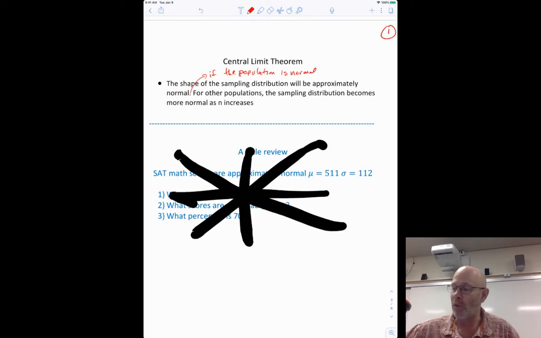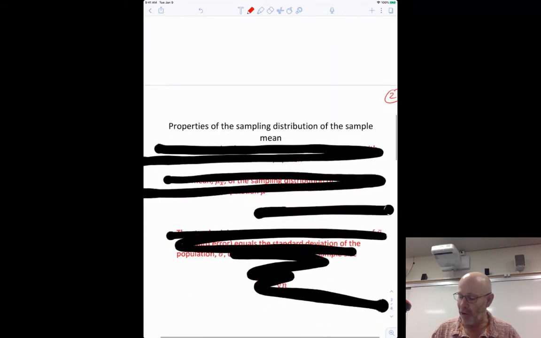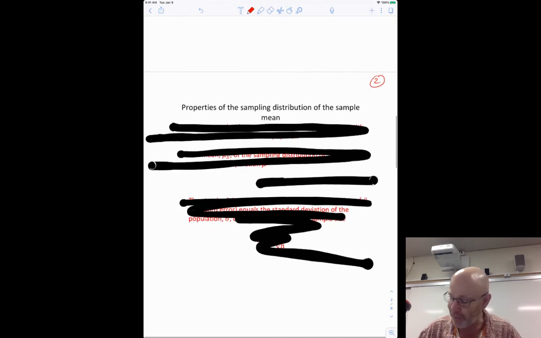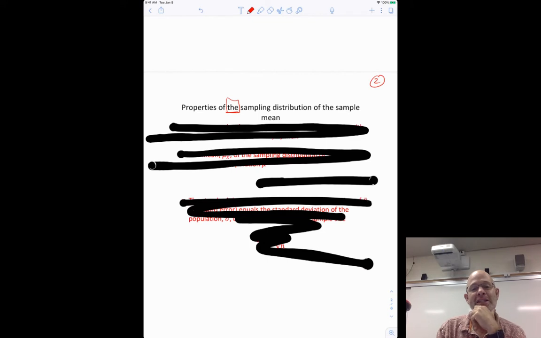And then more importantly than that, what other properties does the sampling distribution have? First of all, notice I'm using this term, the sampling distribution. This means all possible samples of a given size. So when we did the simulation in class, we each did a certain amount of samples, right? And we just simulated it. We did a lot, but we didn't do all of them.